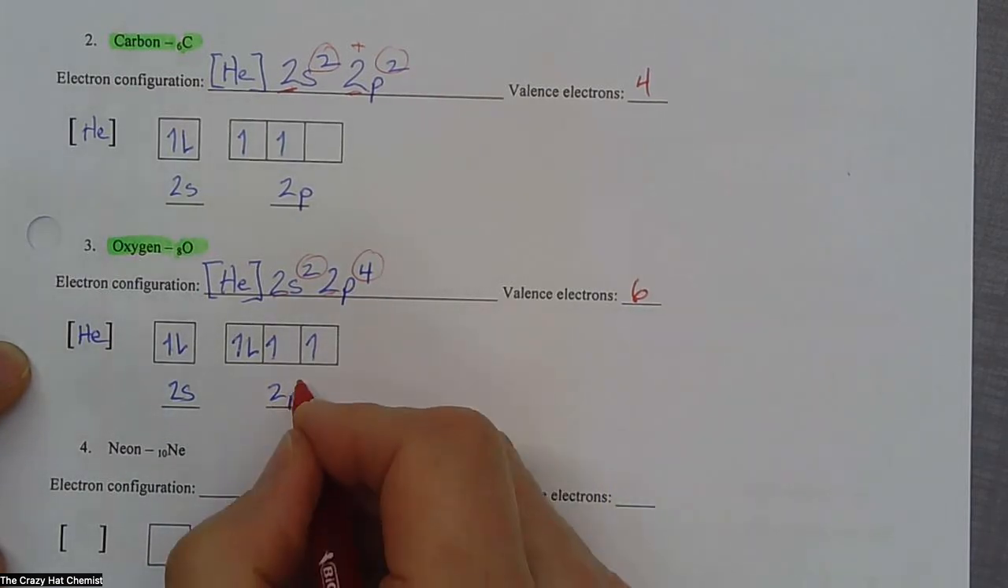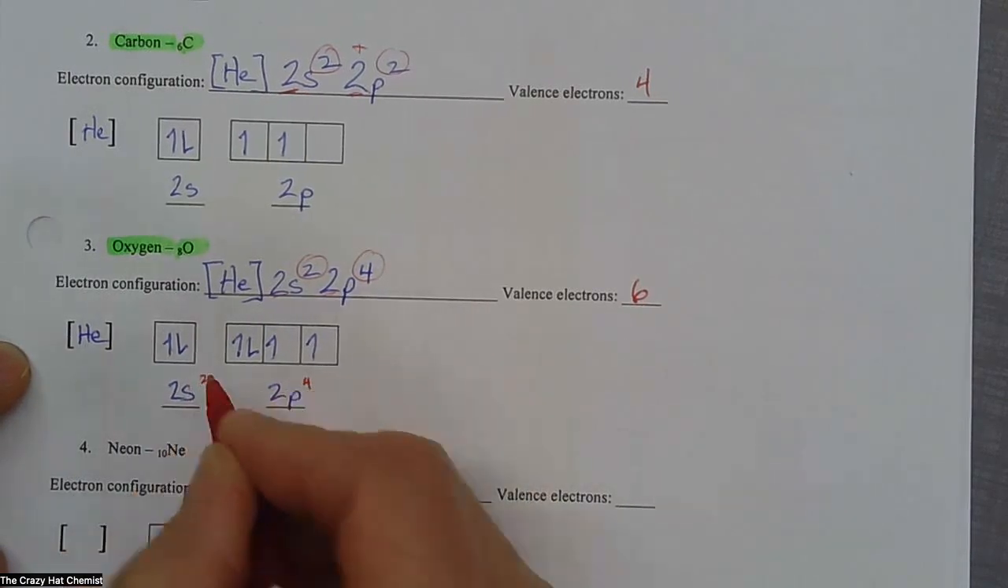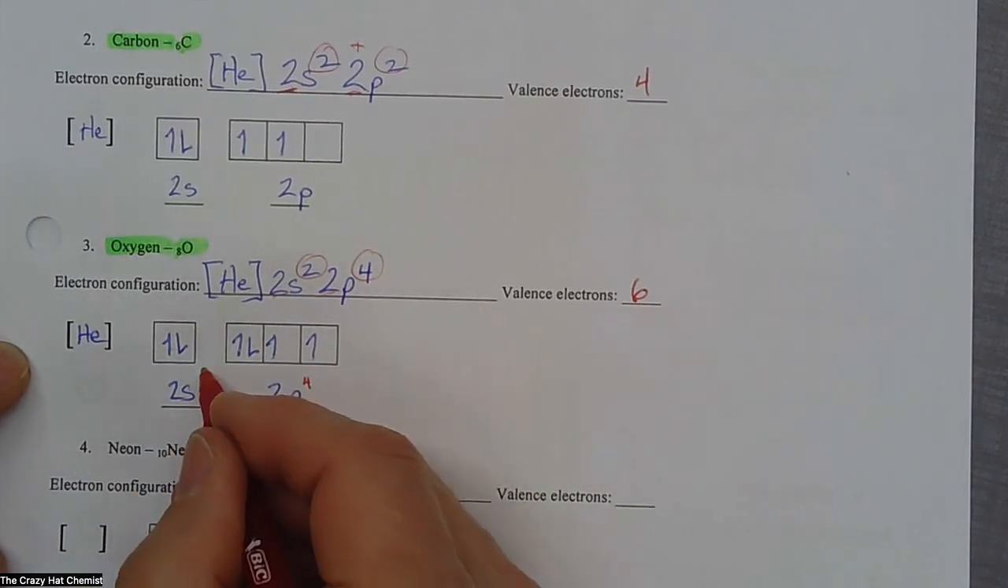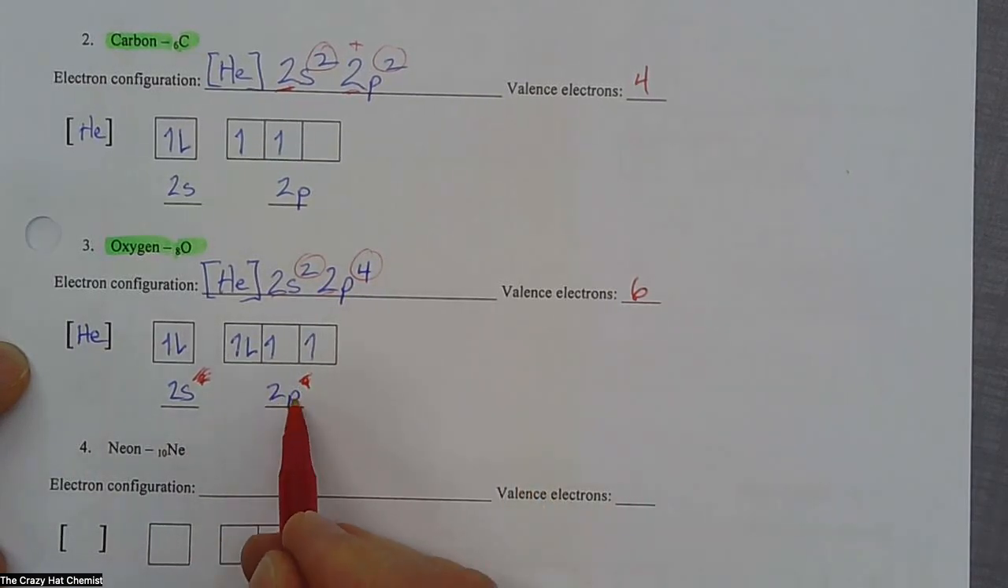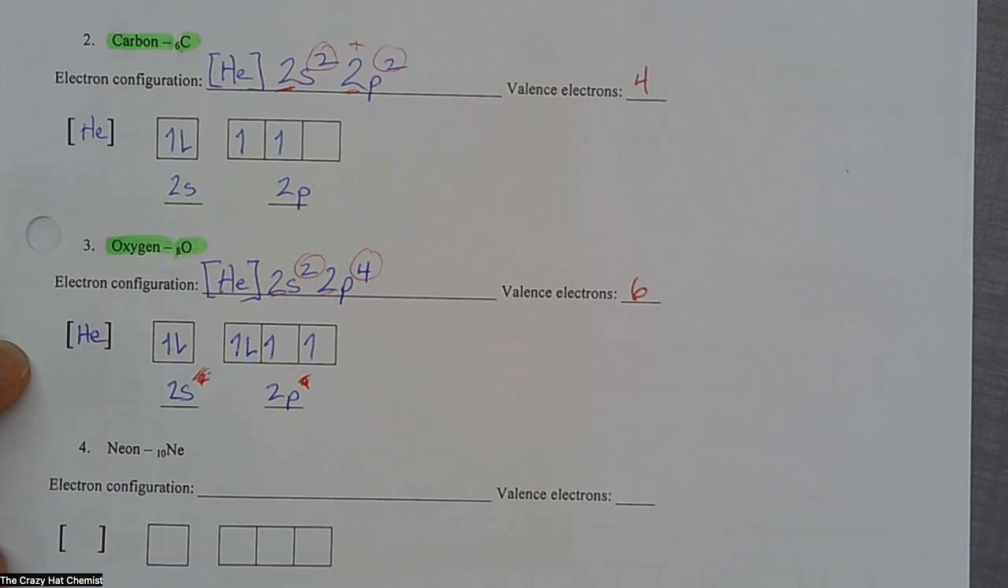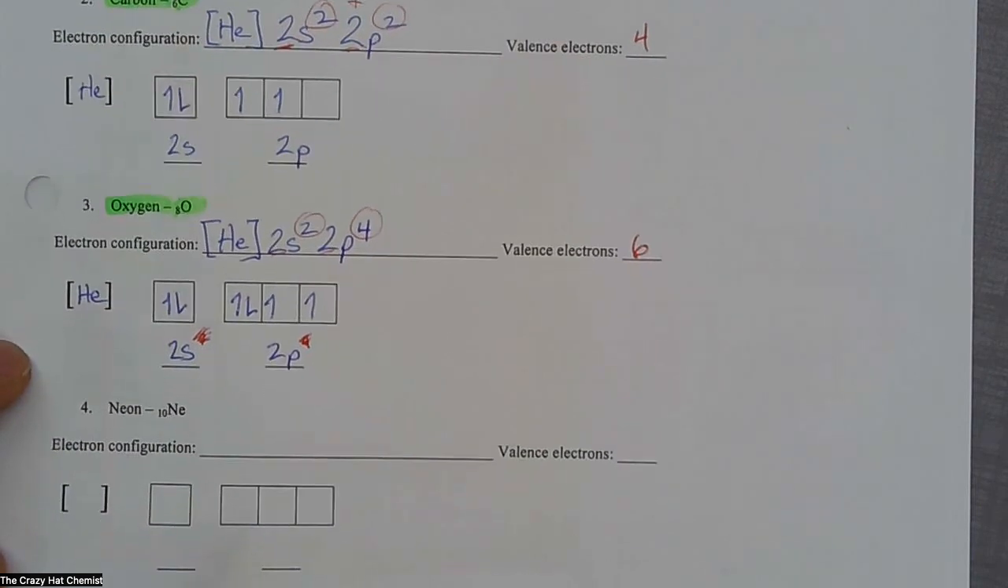I want to make sure that you do not have this number 4 here or the number 2 there. That is incorrect. So I'm going to scratch that out. It is just the energy level and the type of orbital, labeling our boxes correctly. All right, just making sure.